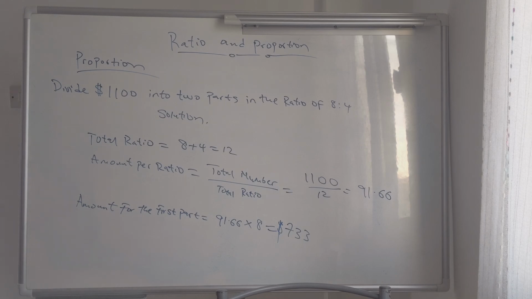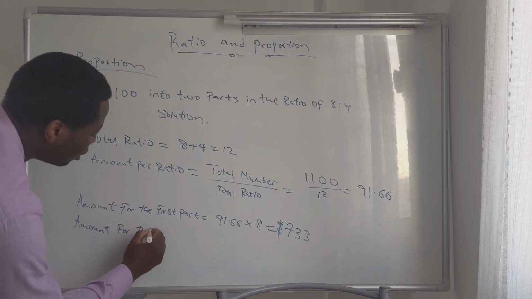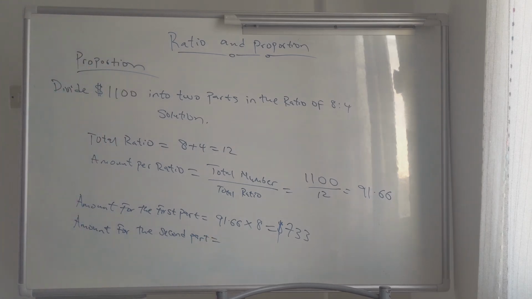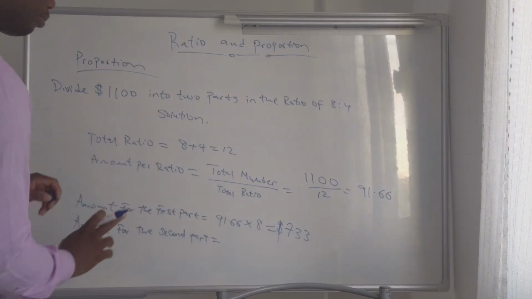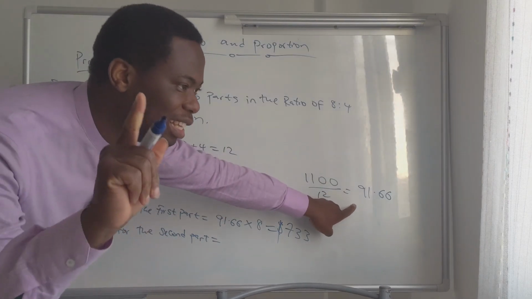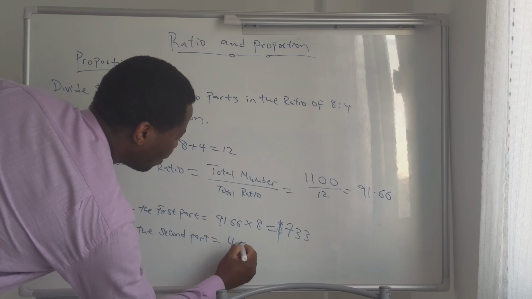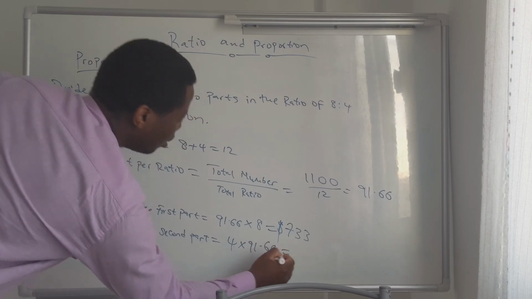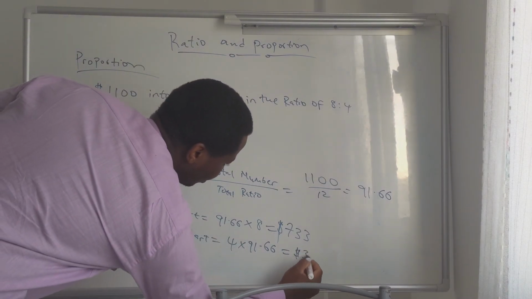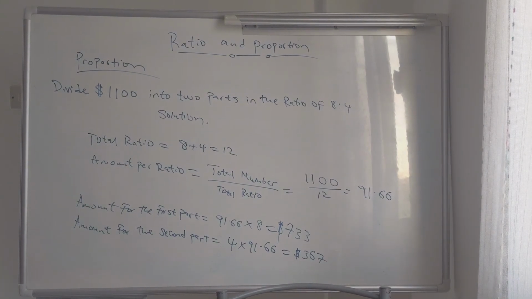Now, the amount for the second part is the second ratio multiplied by the amount for each, which is equal to 4 multiplied by 91.66. So that will give us $367. I hope we are all clear.